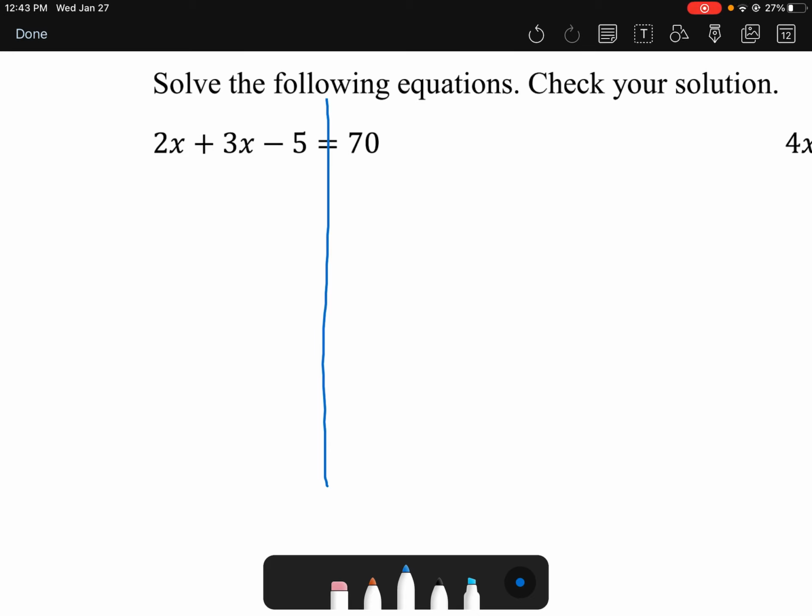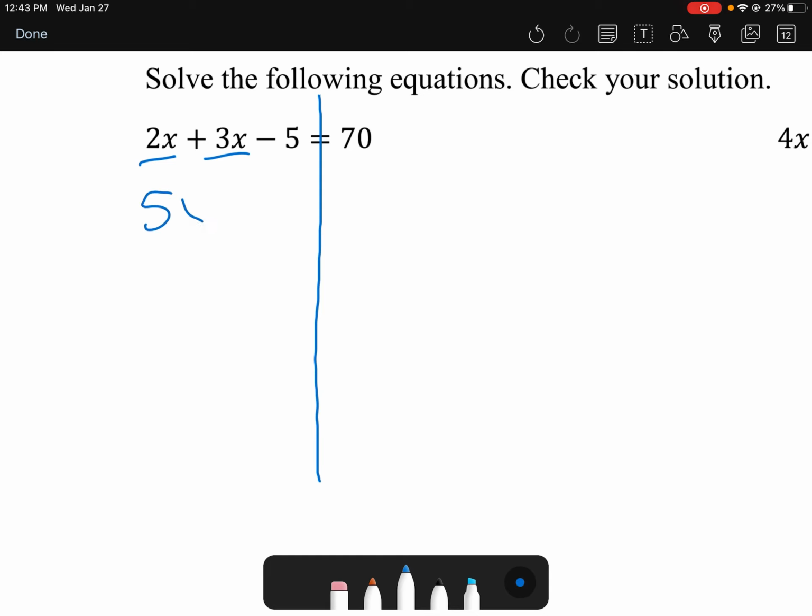So when combining my like terms, I can go ahead and see, okay, I have 2x plus 3x. 2x plus 3x is 5x. Now you might also see that I have a minus 5 and a 70. Because they're on opposite sides of the equal sign, you cannot combine these two. So because there's no other constant on the left side, that minus 5 doesn't change, it's moving down. And the 70 is all by itself, so I can go ahead and move the 70 down.